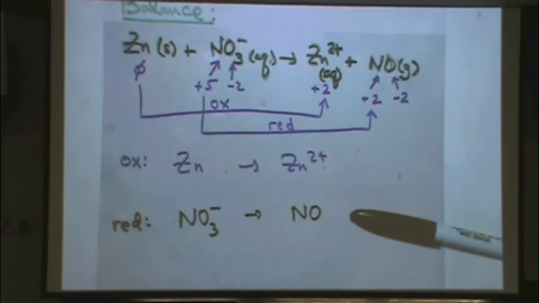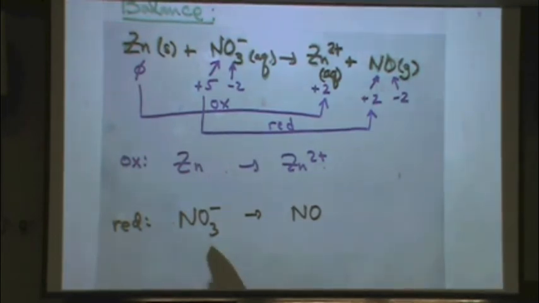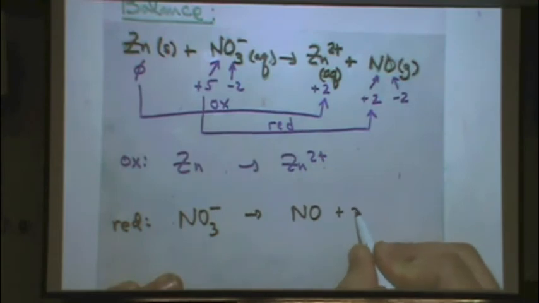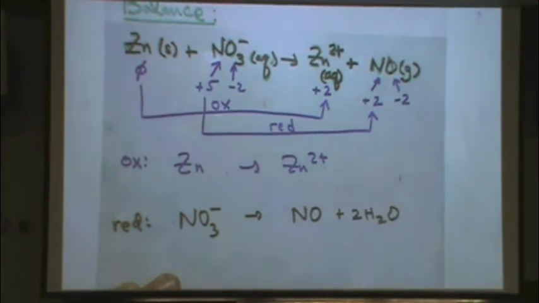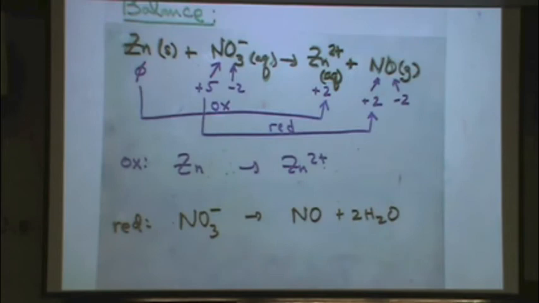Step 2, balance the oxygen. Oxygen, there's 3 here and 1 here. I need to balance that with water, so I need to add 2 waters. Now there's 3 oxygens on each side. Step 3, balance hydrogen. There's 4 hydrogens on the right, so I need to add 4 on the left, but not just H's, they need to be H pluses.